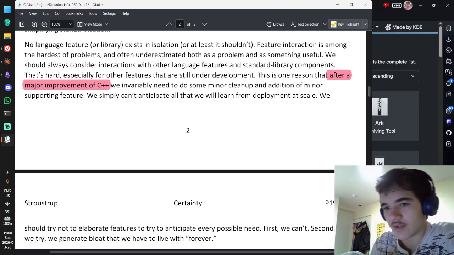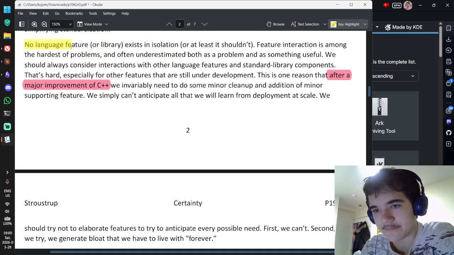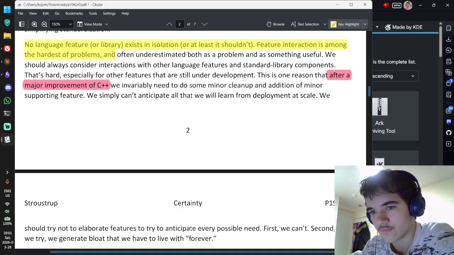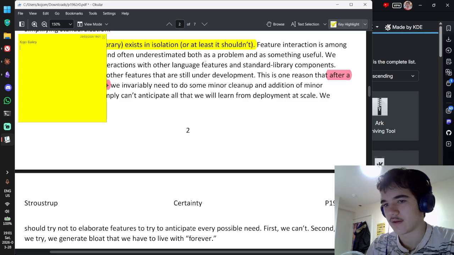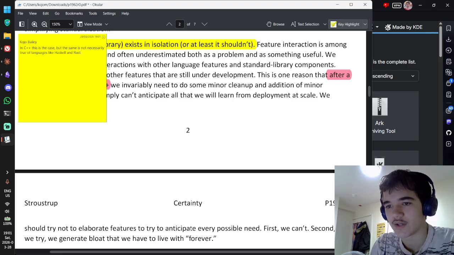Because you have two ways of approaching a language, right? Initially, and let me highlight this. In C++, this is the case, but the same is not necessarily true of languages like Haskell and Rust, which appear to be a lot more atomic.